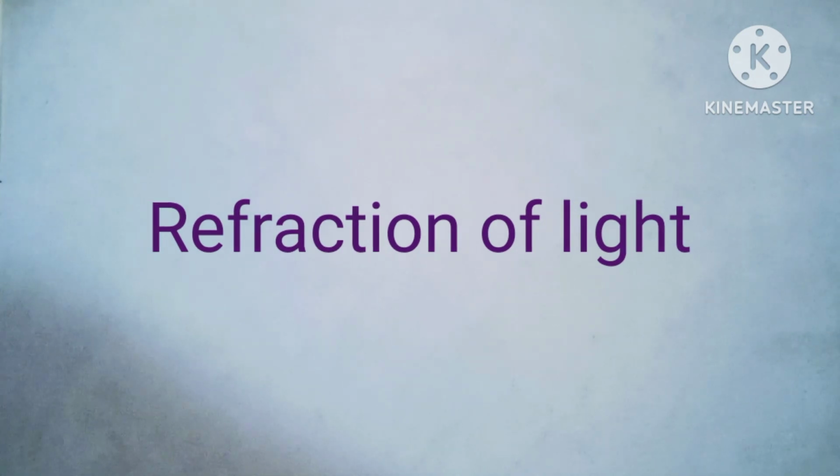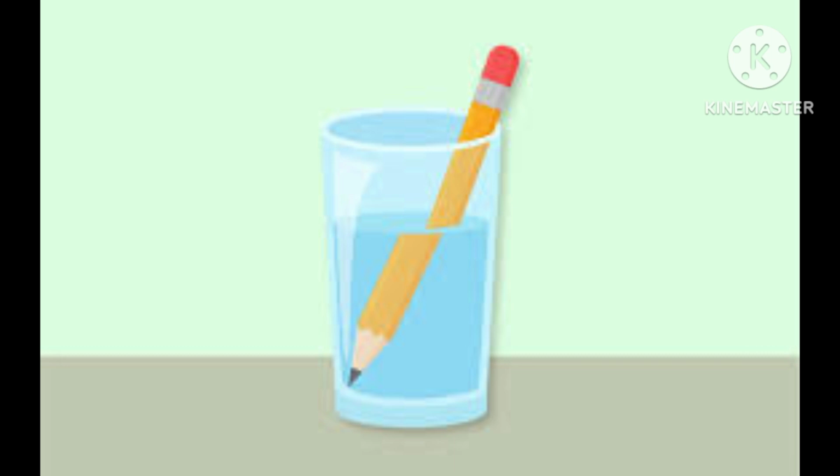Let us see the next property, that is, refraction of light. When light passes from one medium to another, it bends at the surface of the two media. Let us see one example. You can see here, when a pencil is kept in a glass of water, it appears to be bent.